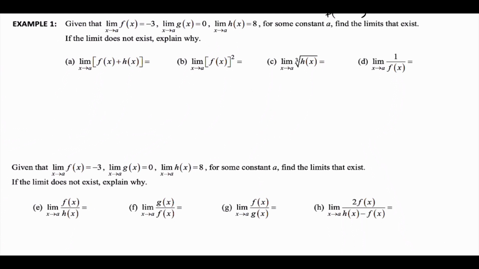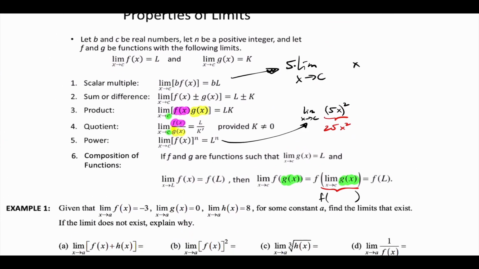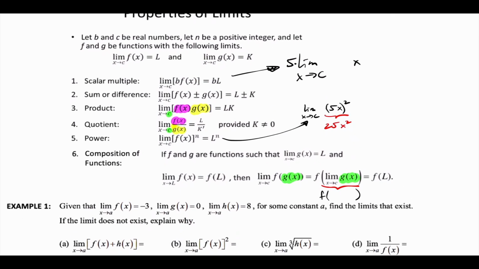So they want me to find the limit as x approaches a for f plus g. F plus g. So the limit for both of them being added together, combined. Okay? Or sorry, not g, h. So we're going to use the sum or difference one. That matches the sum and difference. So what we're going to do is find the limit for one, find the limit for the other, and add them together. Okay?